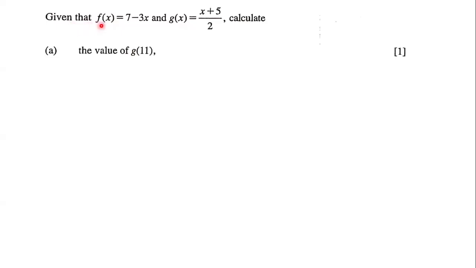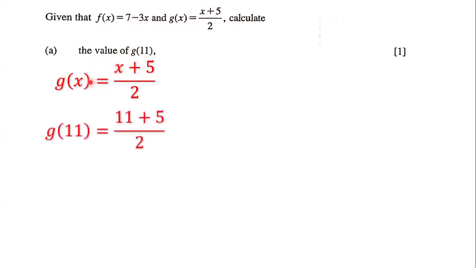Given that f of x is equal to 7 minus 3x and g of x is equal to (x plus 5) all over 2, calculate the value of g of 11. And so here we have g of x is equal to (x plus 5) all over 2. But what is g of 11? Well, g of 11 means that wherever we see x, we're going to put 11. So g of 11 is equal to (11 plus 5) all over 2.